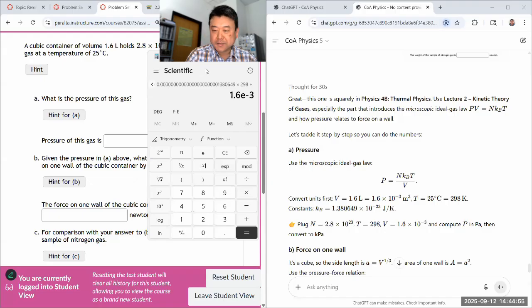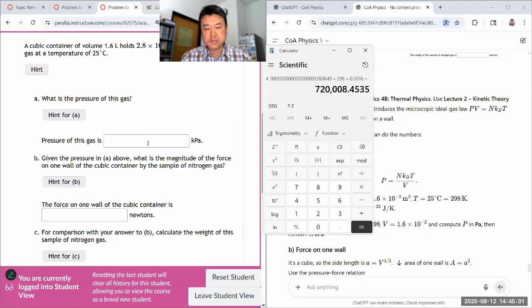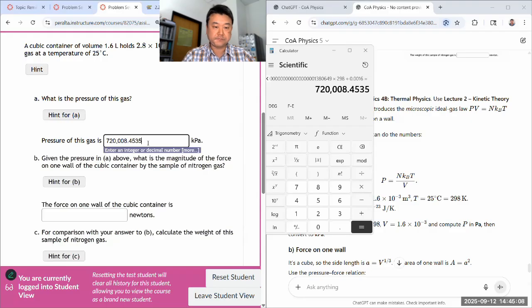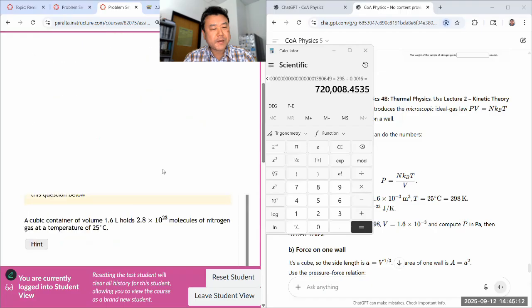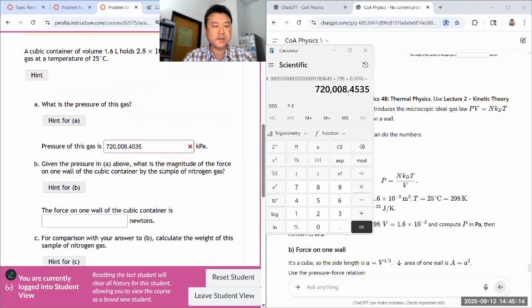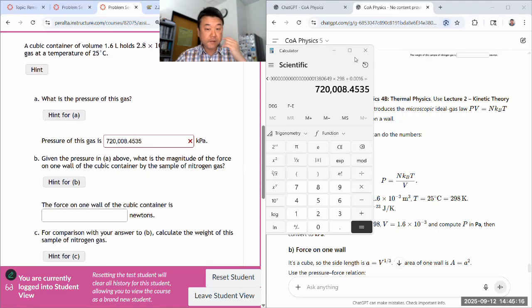Let me just make one mistake at a time. So that will give me pressure in pascals. It's expecting 720 kilopascals, but I'll just put in all the numbers that I see in the calculator. Did I mention this looks unprofessional? I might not have mentioned it in this class. I usually mention it in Physics 4A.